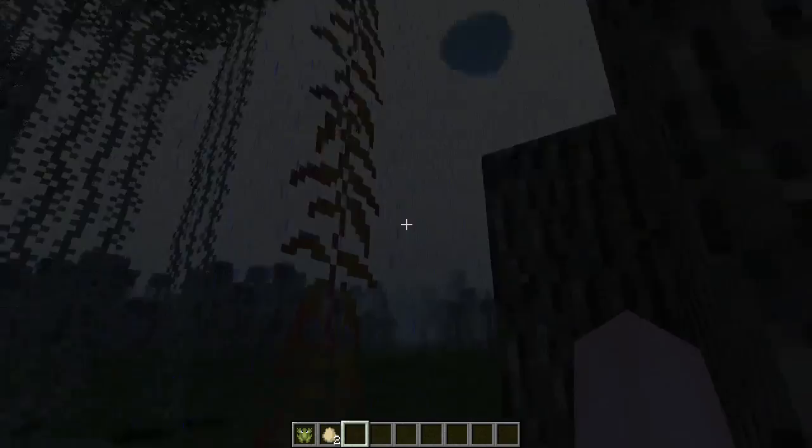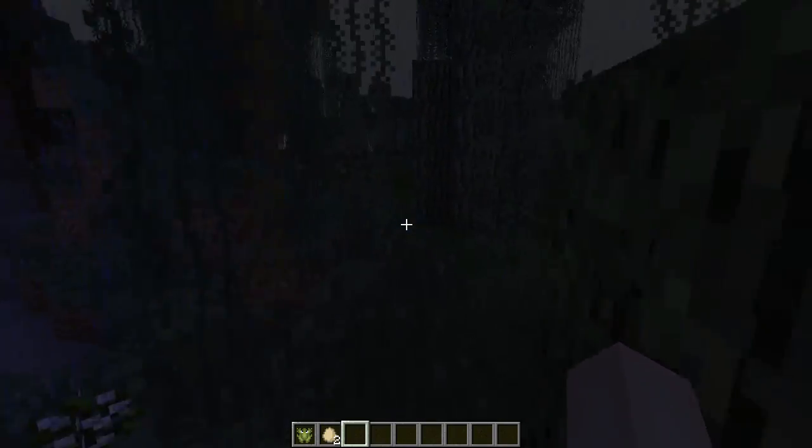It's getting dark. Rainy. This is moody. This is great for swamps.